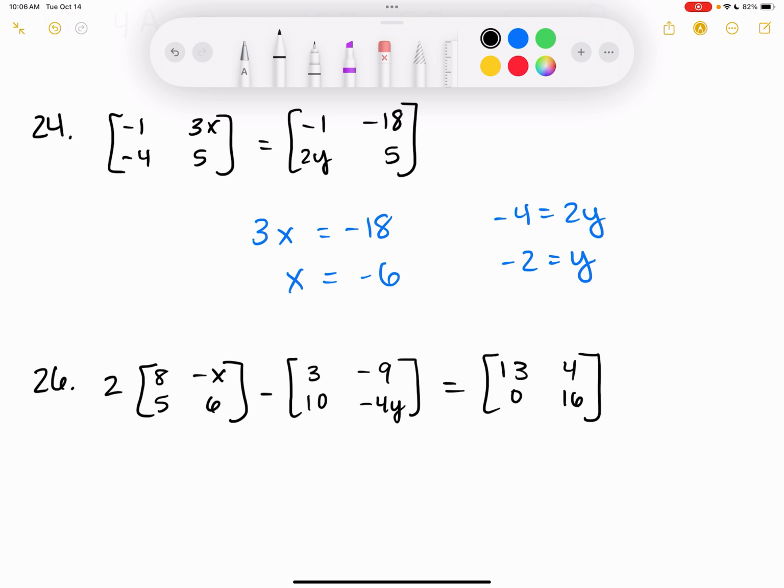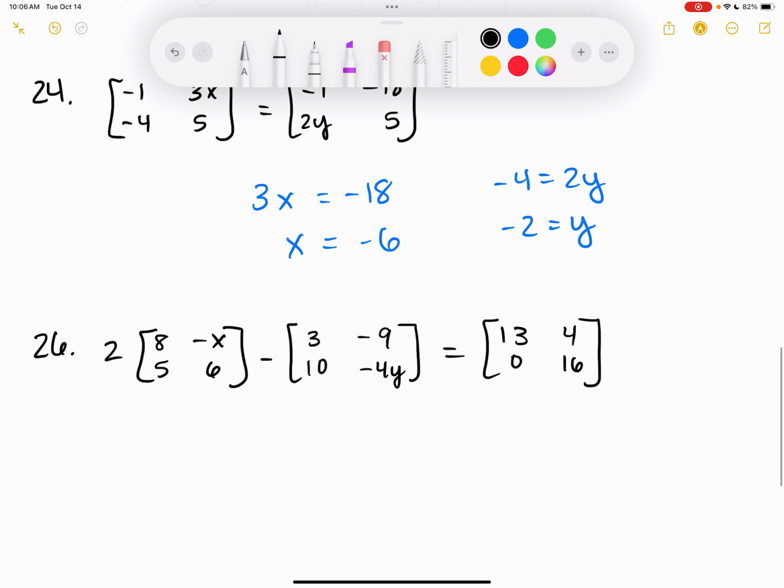So I'm going to be a little bit excessive and do this one in steps. Sometimes I would do this in a quicker way, but I want us to see everything that's happening here. In order for me to solve, I ultimately need to get one matrix on the left equal to the one on the right. So the first thing I'm going to do is multiply this scalar through here. I'm going to end up with 16, negative 2x, 10, and 12.